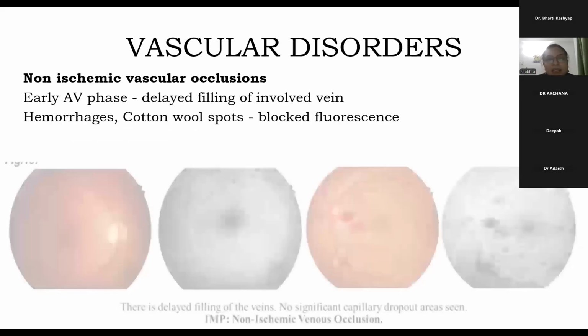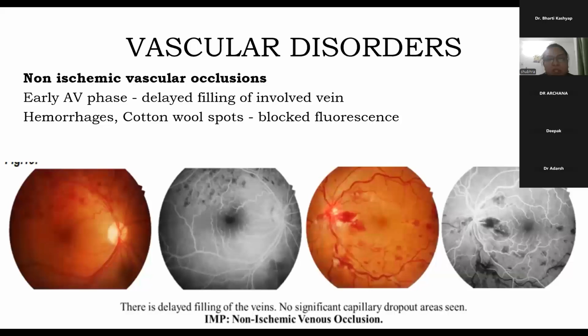Vascular disorders, again, I talked about. If there is a vein occlusion, you will see that the veins will not be filling. As you can see in the fourth picture, the vein is clearly black in color. That means it has not drained at all. It is blocked.